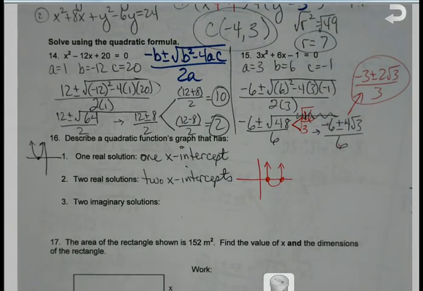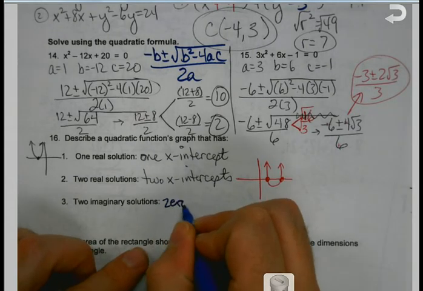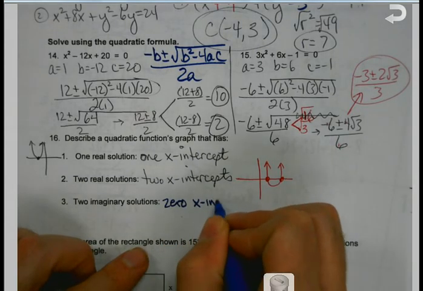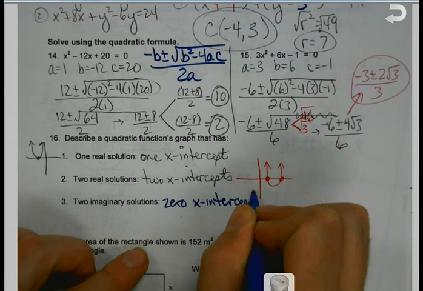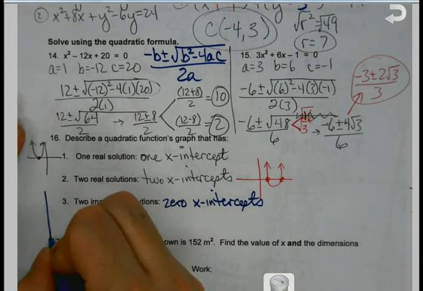Now this one we talked about, but we didn't really see pictorially. So let me describe this a little bit with a picture. 2 imaginary solutions. What's that mean? Well, that means there are going to be 0 x-intercepts. Well, how's that happen?